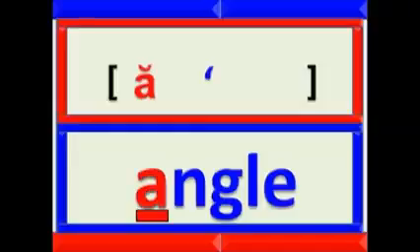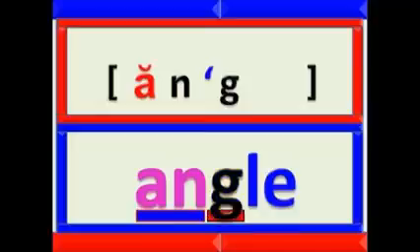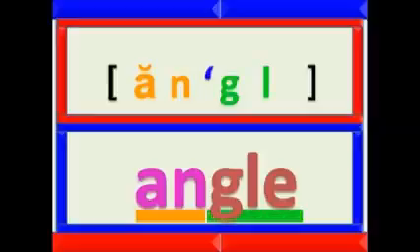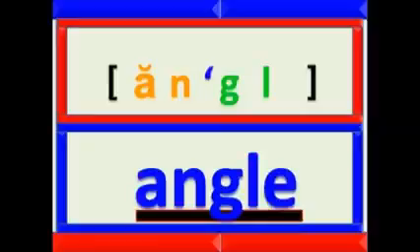Angle. A. N. G. O. Go. An and go. Angle. E is silent. The fence goes between the N and G. An, and then go.